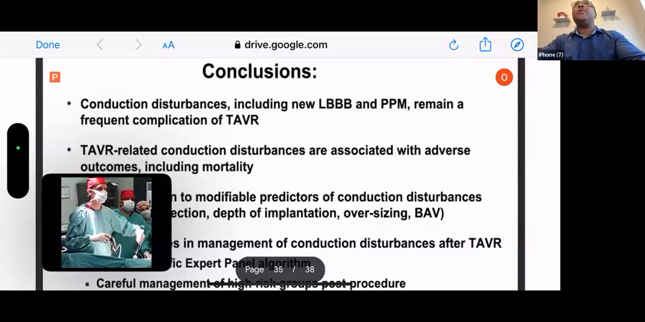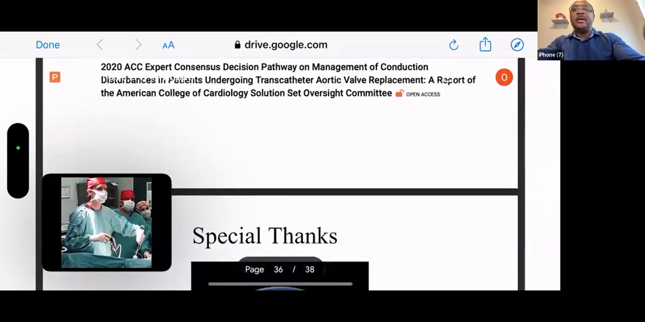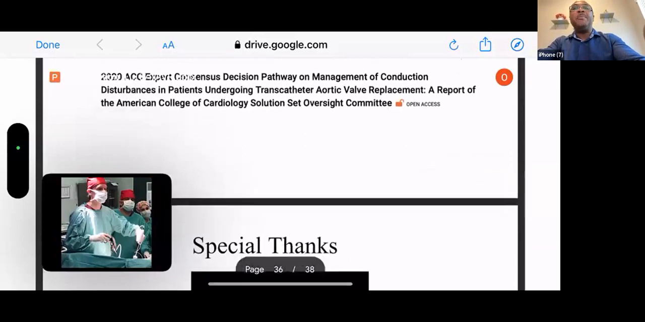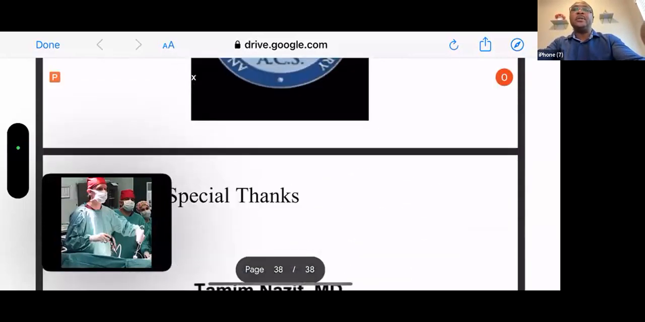So whether they are going to have this TAVR or not, if they meet any indication for permanent pacemaker placement, irrespective of TAVR, they need a permanent pacemaker placement. And that is it. So this is where I got my slides and then recommendations and everything.